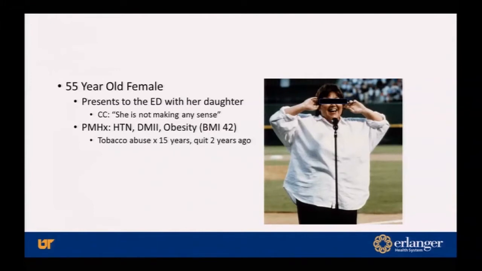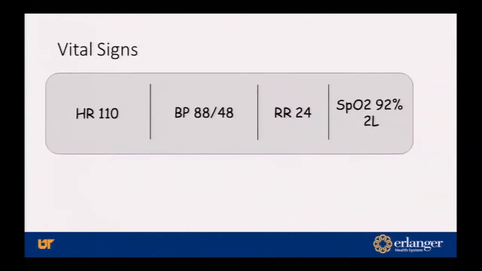They just ain't right. She's got a past medical history of high blood pressure, diabetes, obesity, and unfortunately, a good portion of our patient population here will have this. She smoked for 15 years but quit 2 years ago. Here are her vital signs. Heart rate's 110, blood pressure's 88/48, respiratory rate is 24, and she's sitting at 92% on 2 liters.